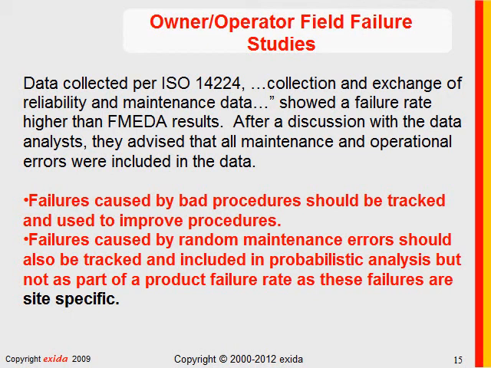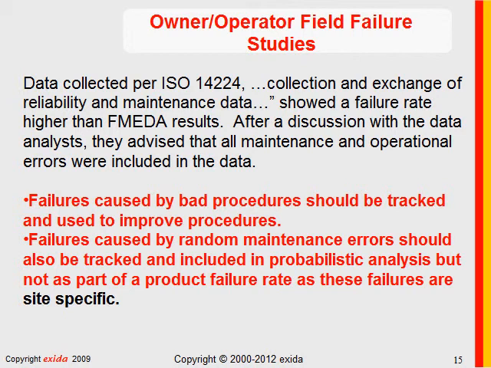Failures caused by bad procedures should absolutely be recorded and tracked, but they should be used to improve the procedures and to eliminate this systematic cause of a failure. Failures caused by random maintenance and operational errors should also be tracked and recorded, and they should be included in probabilistic analysis, but not as part of a product failure rate, as these failures are site-specific.